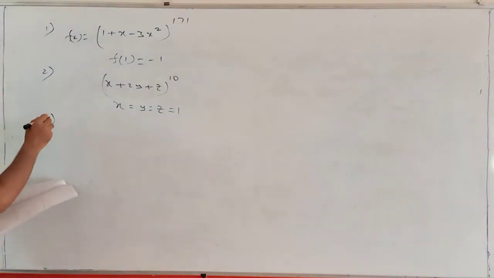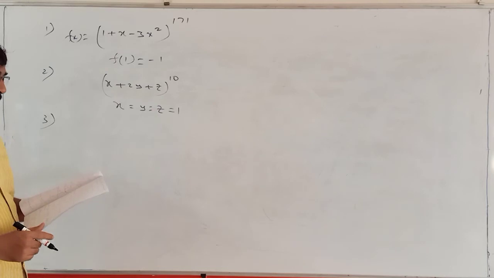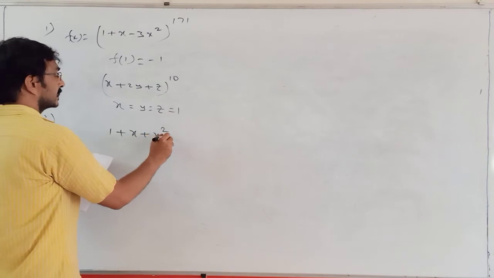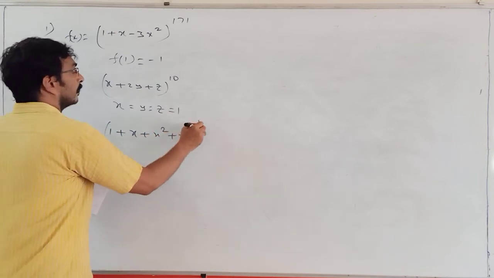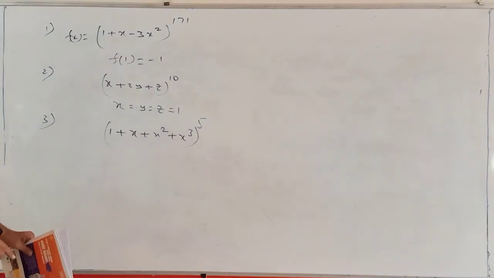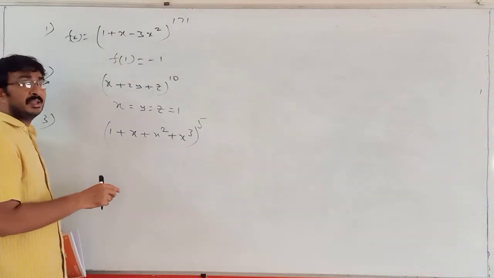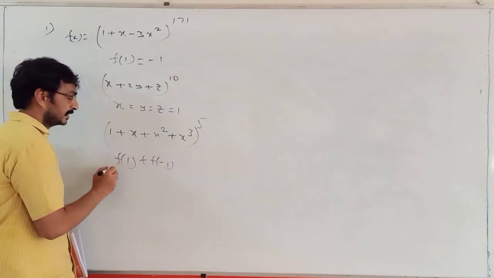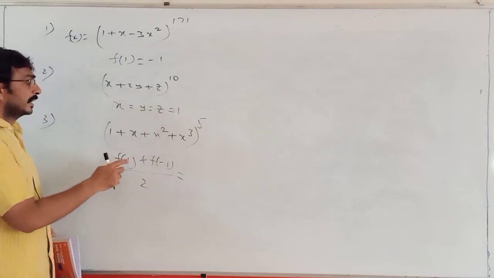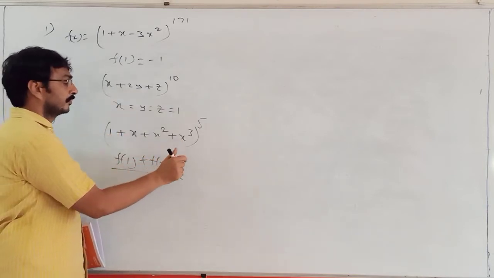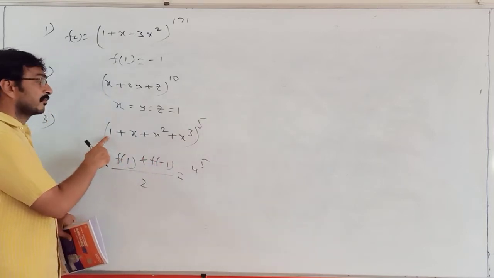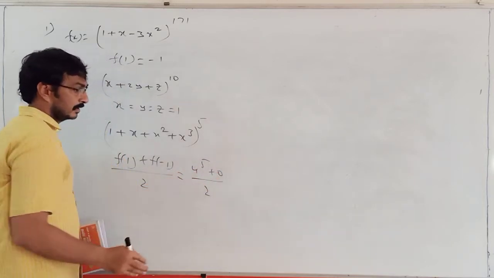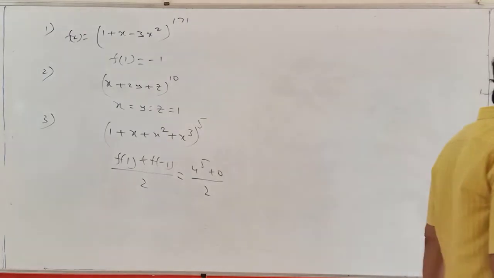Next, third one: the sum of the coefficients of terms having even powers of x in 1 plus x square plus x cube whole power 5. Formula for the sum of the coefficients of the terms having even powers of x: f of 1 plus f of minus 1 by 2. Clearly f of 1 is 4 power 5, f of minus 1: 1 minus 1 cancel, 1 minus 1 cancel, 0, by 2. So required is 4 power 5 by 2, the answer.